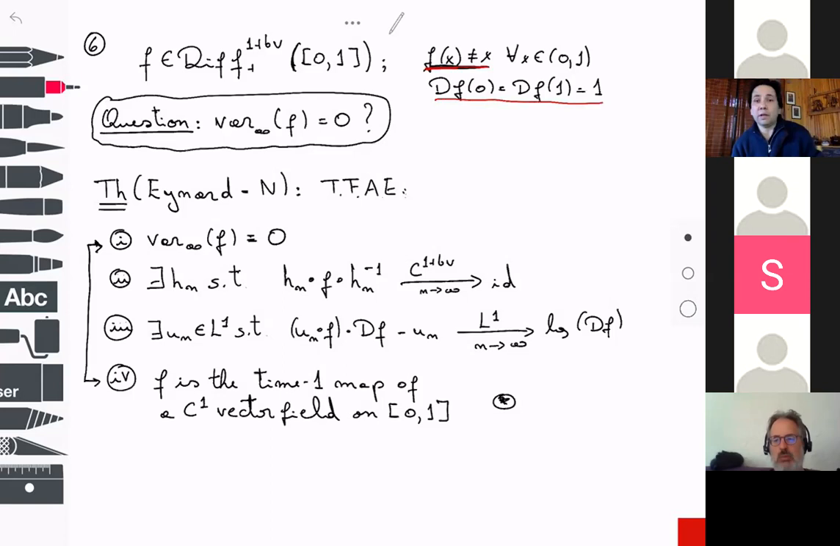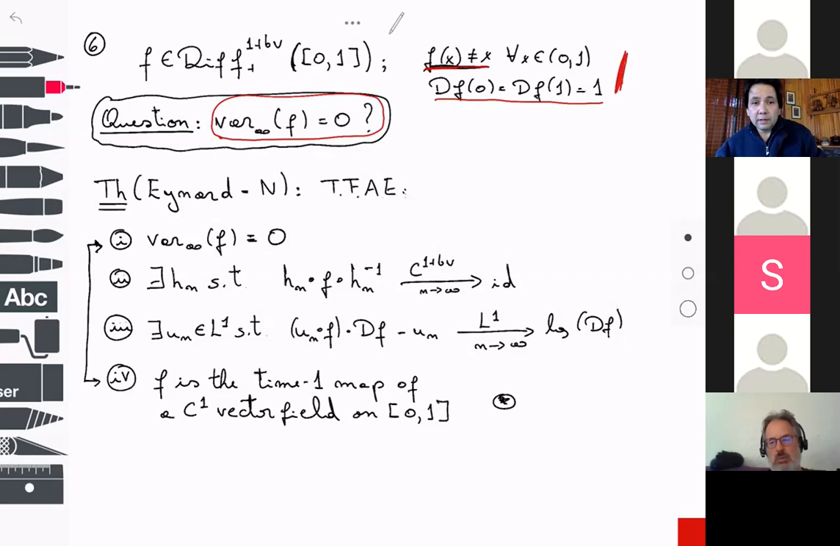But if you go into the second derivative, there is this natural question here, whether or not the asymptotic variation of the map vanishes, as for the case of the circle, for instance. It turns out that it doesn't vanish. There are many examples for which it doesn't vanish. Actually, for a generic diffeomorphism in this space with these two conditions here, it doesn't vanish.